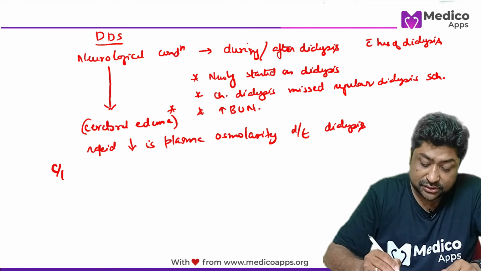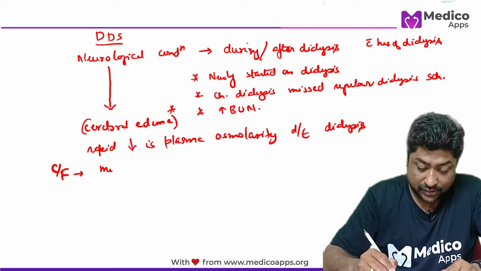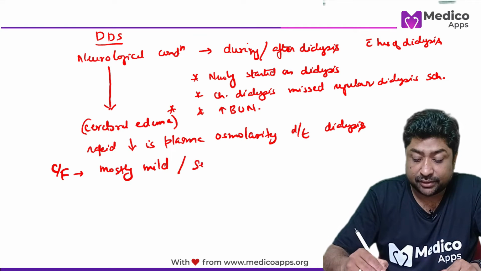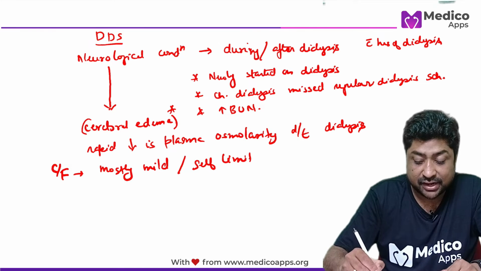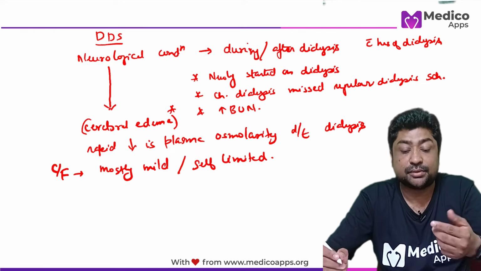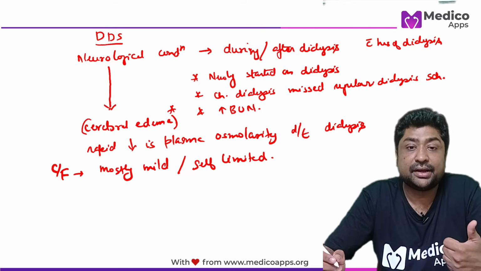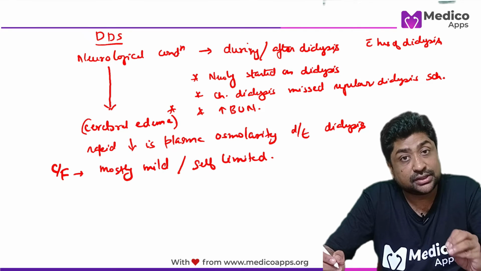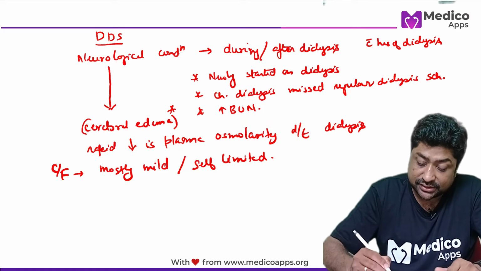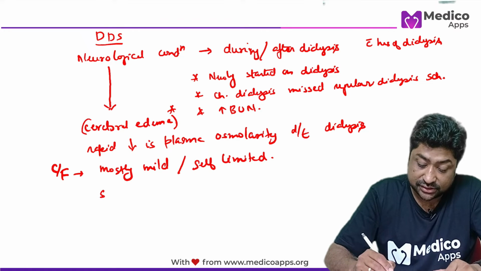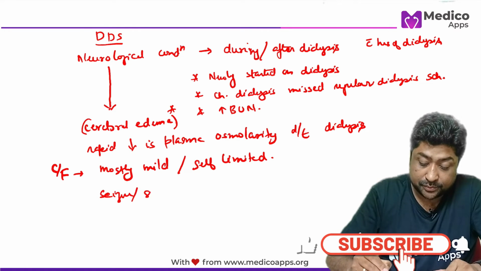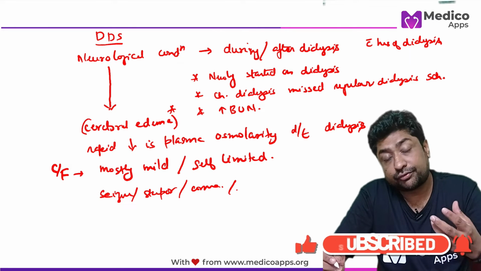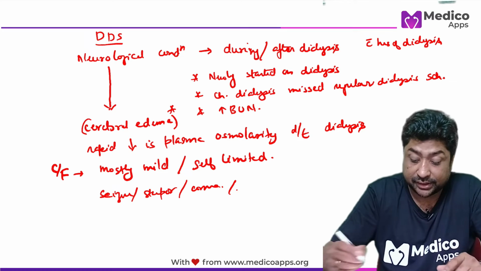So what are the clinical features? Mostly they will be mild and self-limiting. Most of these patients will have mild, self-limiting symptoms. What can the symptoms be? It can be headache, nausea, sometimes blurred vision, restlessness, confusion. All these symptoms can be seen. In severe cases, you can even have seizures, stupor, even the patient going into coma, and a lot of features of increased intracranial pressure will be there.